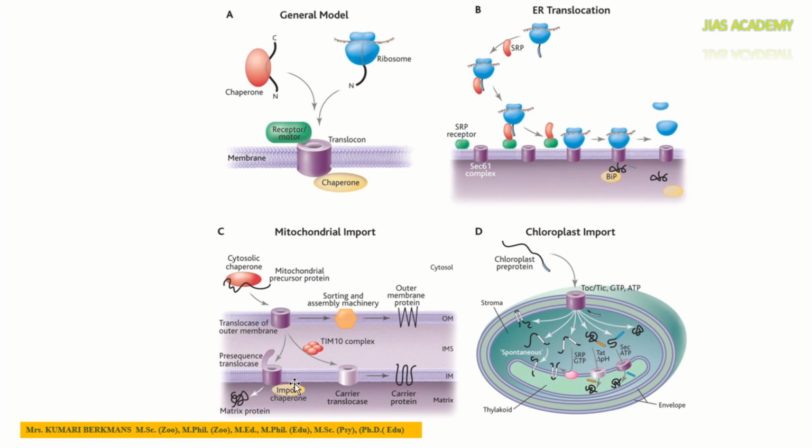This is the import chaperone and this is the cytosolic chaperone. It receives the protein and brings it to the particular TOM. These are the various organelles, and how translocation takes place is given nicely here. And here is a general model: the chaperone brings the protein to the receptor, and again the signal peptide comes and attaches to this translogon.